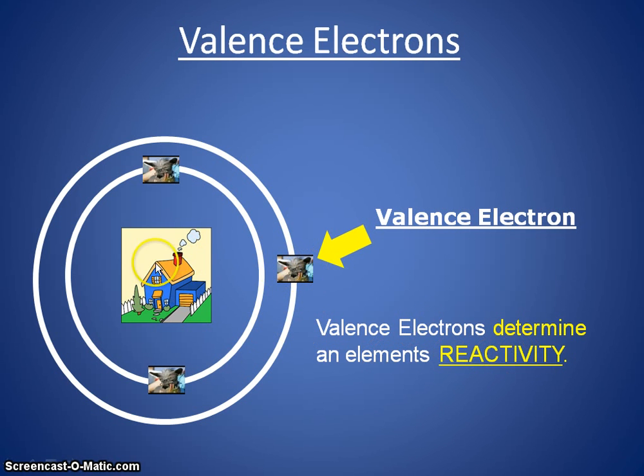So once again, to wrap it up, the house, who lives inside the house, the brothers, we have positive proton and neutral neutron, right? And floating around on these energy levels are the electrons, and then the valence electron here on the outer is the furthest away from the house or the nucleus here, and it determines the element's reactivity.